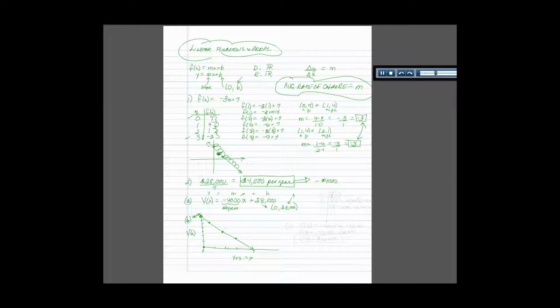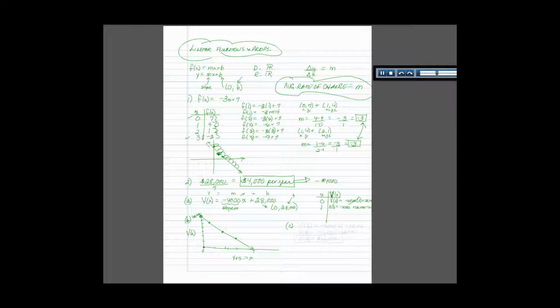Now, if you didn't get that, you could create a v of x table, and we could fill that in. So at 0, it's really v of x, excuse me, not f of x. We would have v of 0 equals negative 4,000 times 0 plus 28,000. That goes away, and you've got 28,000. At 1 year, you would have v of 1 equals negative 4,000 times 1 plus 28,000, which is 24,000, etc. And that's going to give you your points.